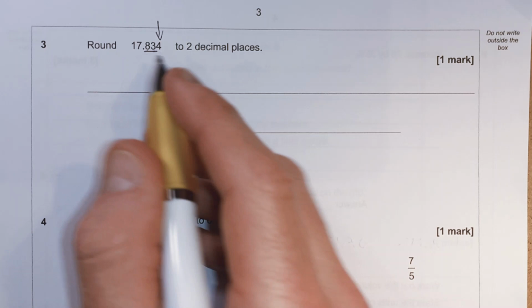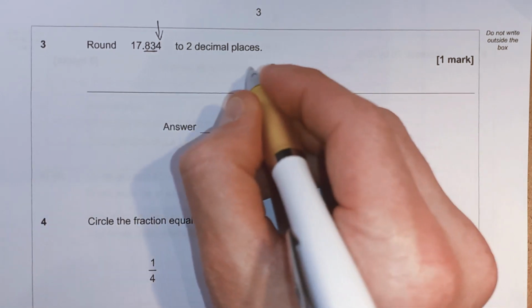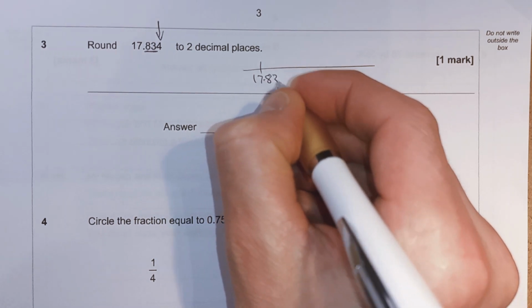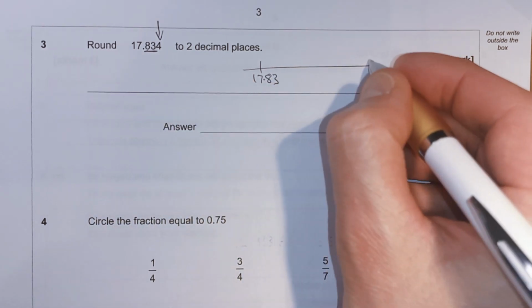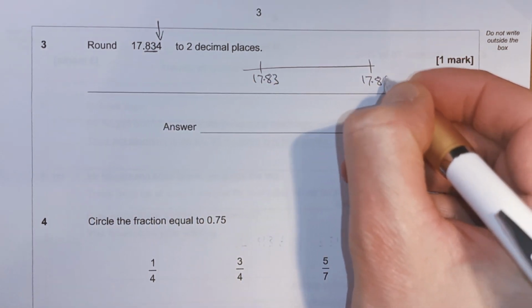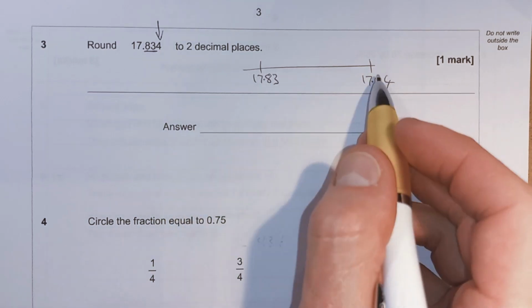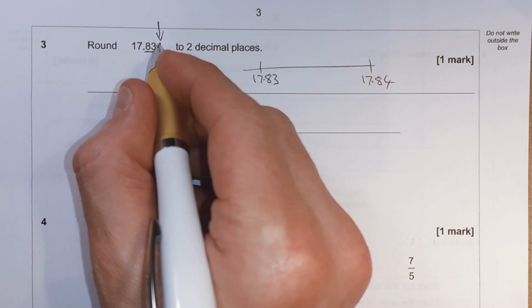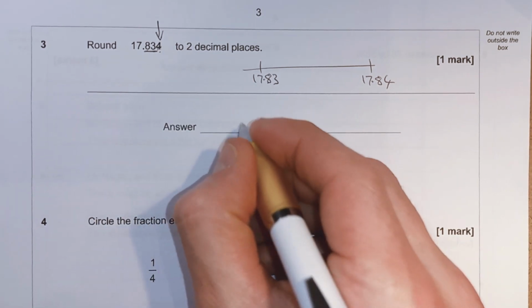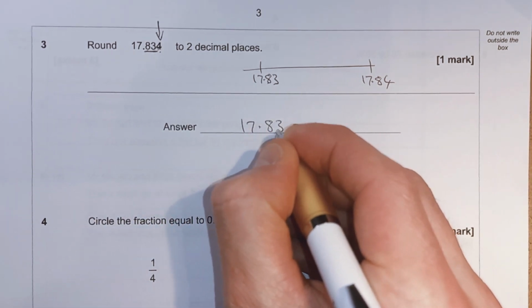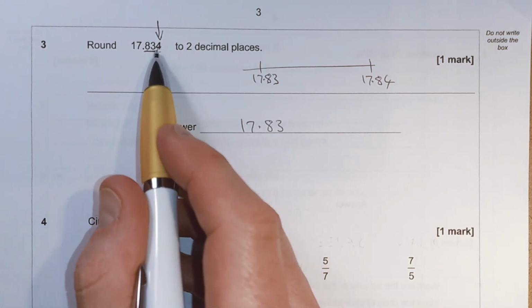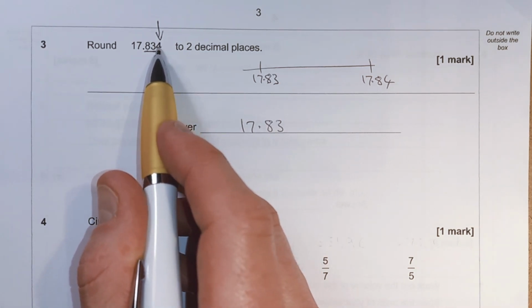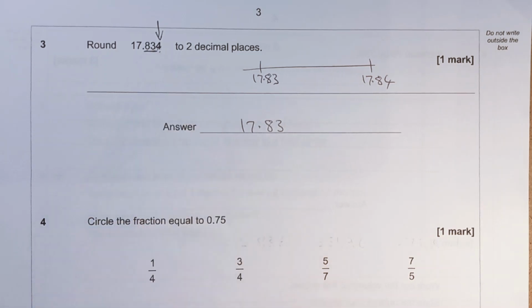So what we're saying is we know that this number is somewhere between 17.83 and the next one up would be 17.84. So it's somewhere in between the two. It's a 4, so we're getting rid of that one. So we're just going to stick with 17.83. Remember, if this is less than a 5, we stick with what we've got. If it's 5 or more, we need to increase this digit by 1.